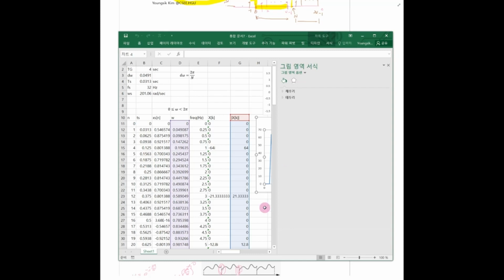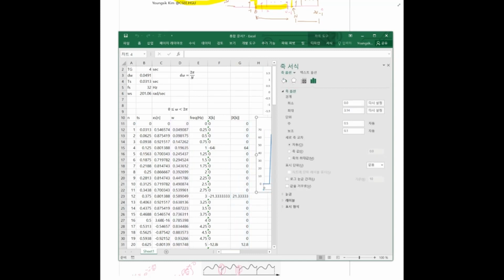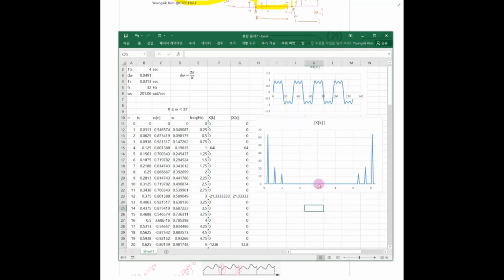If I plot this one to pi, then we can see it like that. This one is the Nyquist frequency. This is the sampling frequency. So this part is the positive frequency part. But this one is actually the negative frequency part. As we talked about, this one is positive frequency, but this one is the same as this one. This one is a negative frequency component. Okay.